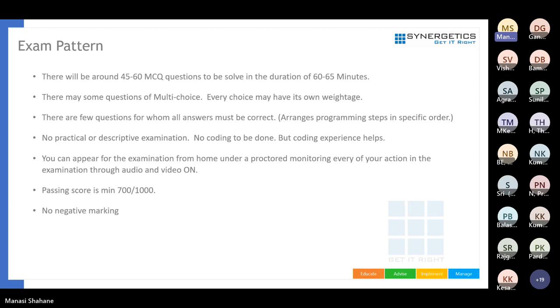There can be multiple choices where you have to select the answers. There can be one answer, there can be two answers. Then you don't have to do any practical demos. You don't have to do anything. It's MCQs, you just have to select the correct answer. And you need around 700 marks, that is 70%, in order to clear this exam. And the most important thing is there's no negative marking. So just mark the answers to the questions.